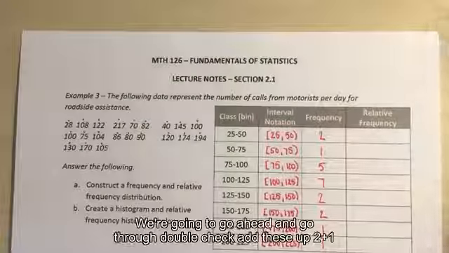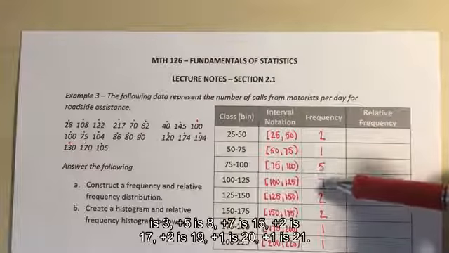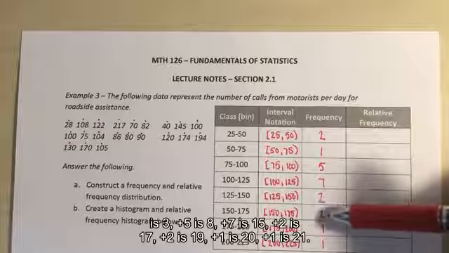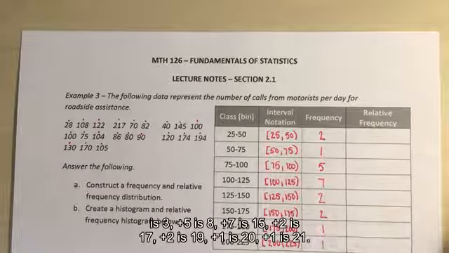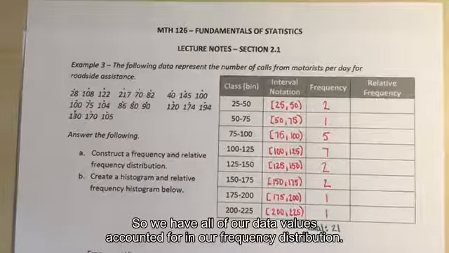All right, we're going to go through, double check, and add these up. 2 plus 1 is 3, plus 5 is 8, plus 7 is 15, plus 2 is 17, plus 2 is 19, plus 1 is 20, plus 1 is 21. So we have all of our data values accounted for in our frequency distribution.